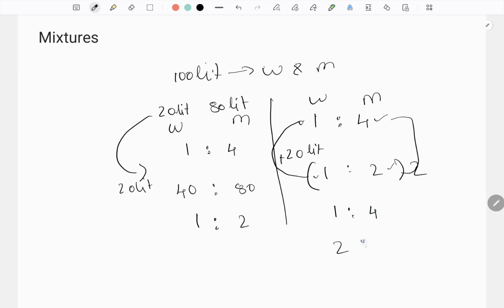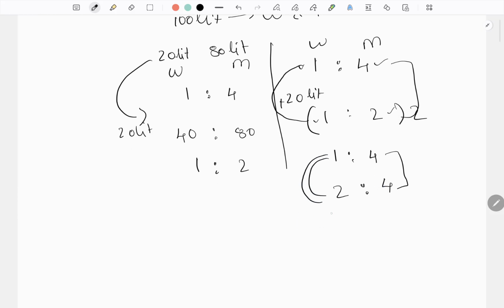Then it becomes 2:4. Now see, milk there is no change, but water there is a change. From one part it increased to 2 parts. So how much did it increase? 1 part it increased. In the question they gave 20 liters. 1 part is 20 liters.